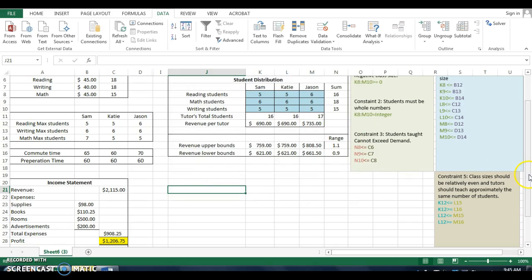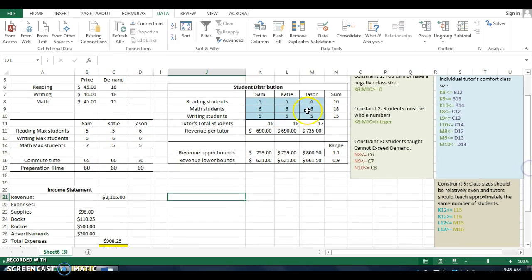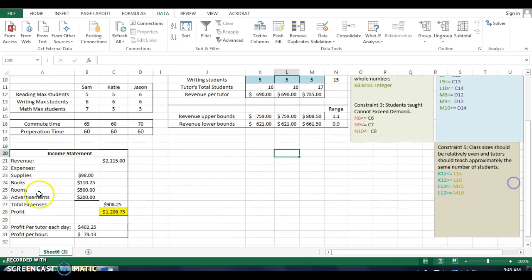And you can see, just as I was hoping constraint 5 would do, it kept the number of total students that each tutor was teaching relatively even. It also kept all of the class sizes either 5 or 6, right? So it didn't put them all in Sam's or all in Katie's, as it might have done otherwise. And so we have a total profit of $1,206.75. But you can't really fully understand that number until you understand the expense side as well.